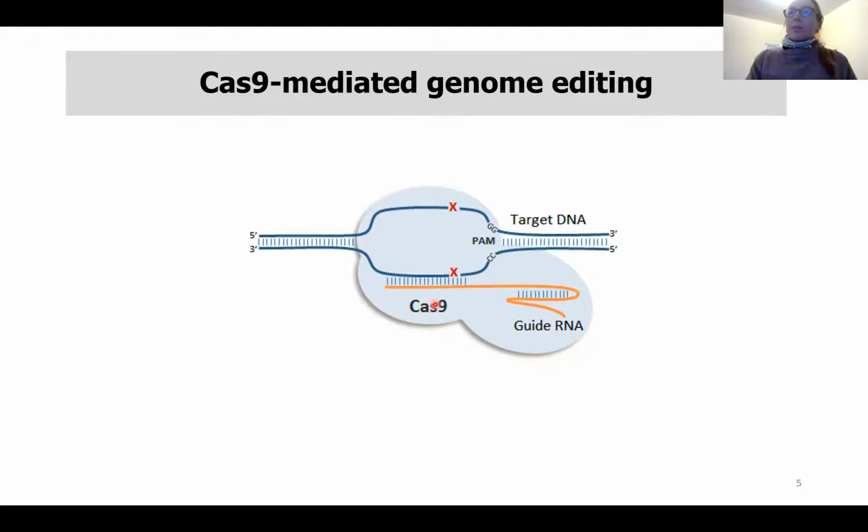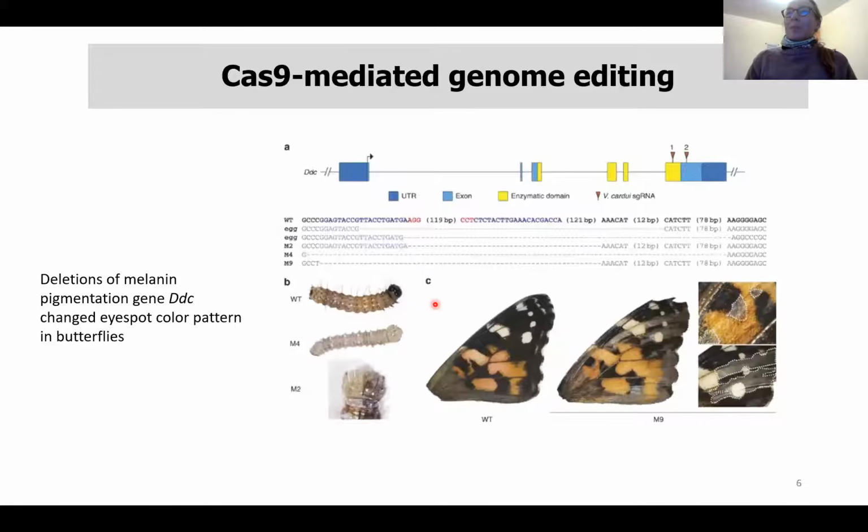But actually, we know that Cas9 and all other proteins are not like blobs. So I'll tell you more about Cas9. And at first, I will show some nice examples of genome editing. For me, one of the nicest examples is the change of the color pattern of butterfly wings.